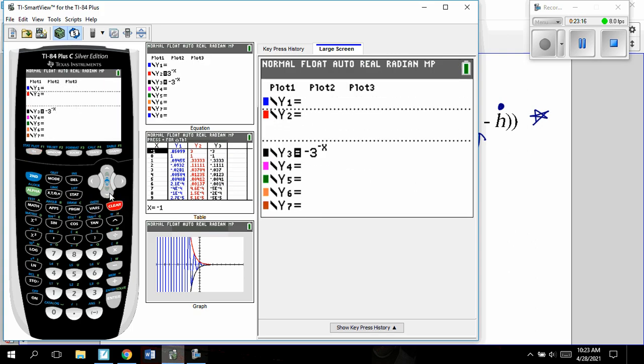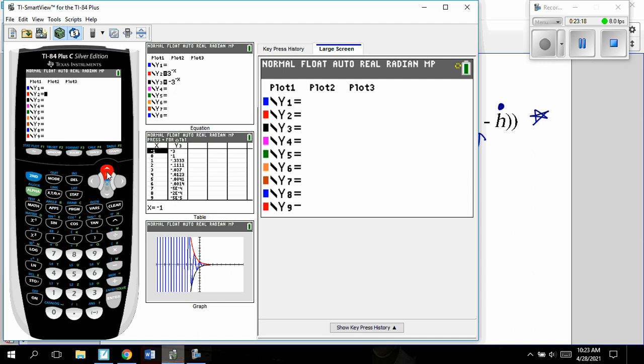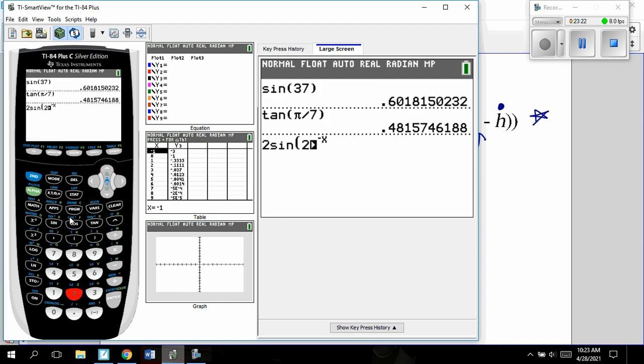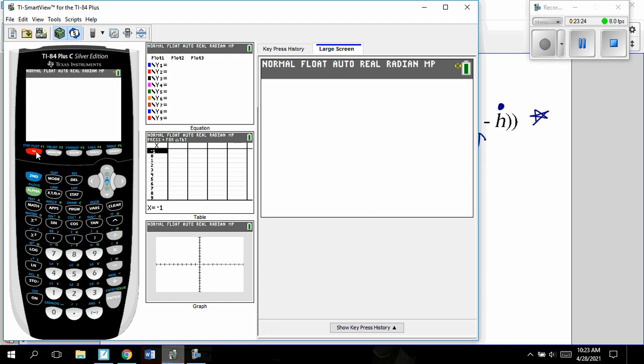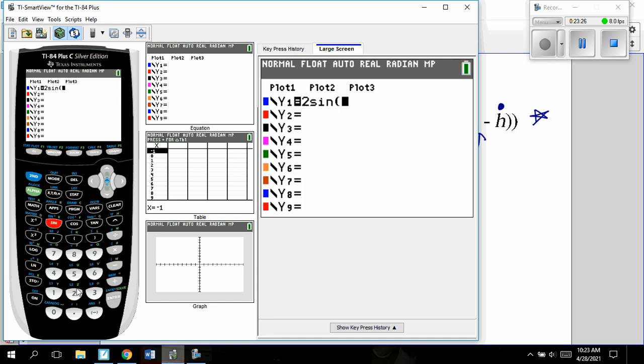So clear out all this. Clear. Here we go. So I want to graph 2 sine of 2x. Oops, I did it again. Let's try that. 2 sine of 2x. I make sure I close it, and I'm going to subtract 3 cosine of 2x.